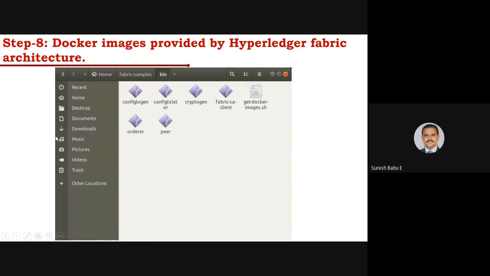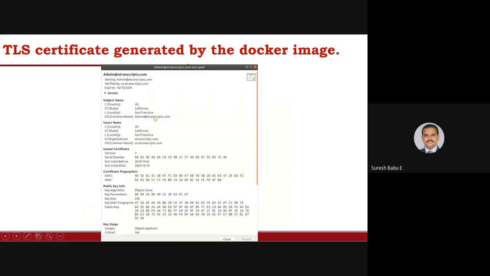Once we get it, these are the Docker images that will be created in Hyperledger Fabric, like the configuration file and the crypto-generated files. Just now we have seen the crypto-generated files, like OpenSSL using ECC. We have the orderer, and we have peers. All these things will be created in the Hyperledger Fabric files. In the previous session we discussed the SHA-1 message digest, and the algorithm is elliptic curve. We use key parameters, key size is 256, SHA-1 fingerprint, public key fingerprint. All these things are used by the TLS certificate, which is generated by the Docker image.